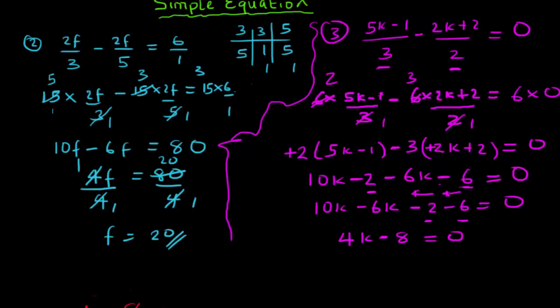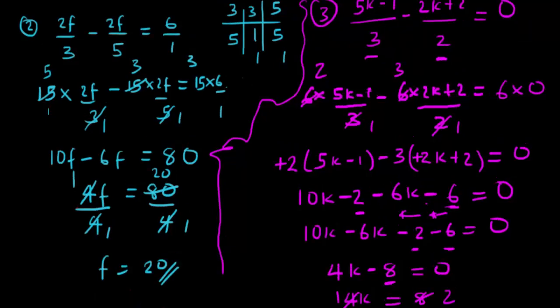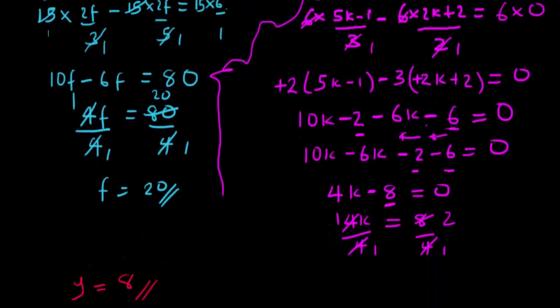We collect like terms. Take 8 to the other side. So 4k equals, this is minus 8, and when it crosses the equals sign, it becomes 8. So to get k, I divide both sides by 4. 4 here 1, 4 here 1, 4 here 1, 4 here 2. That means I'm left with k equals 2. Let's see if we can take 2 more examples so that you get this perfectly.